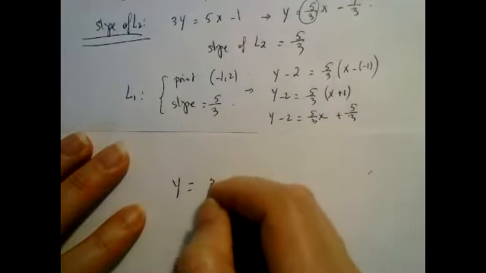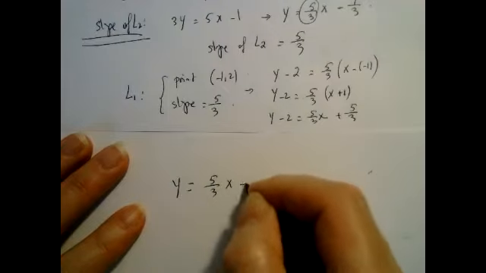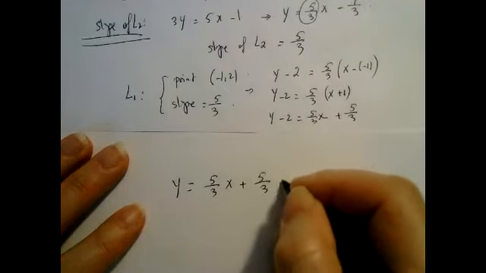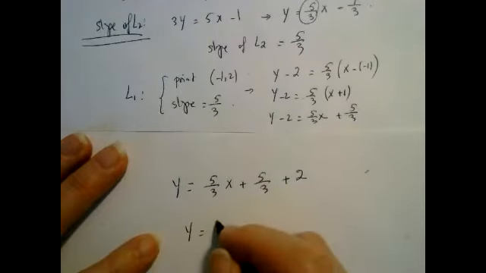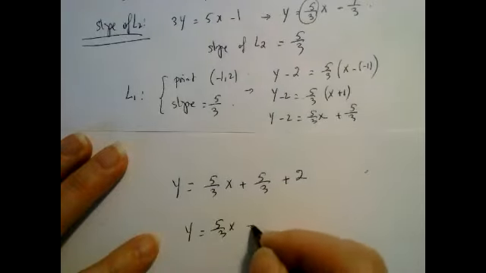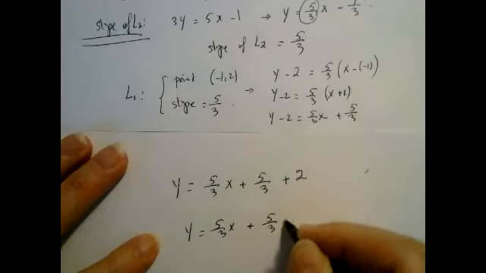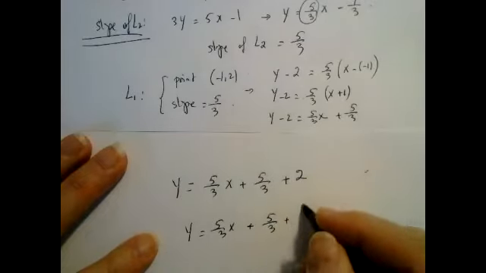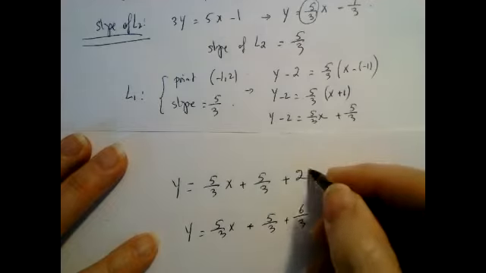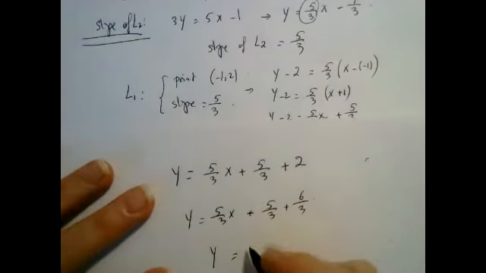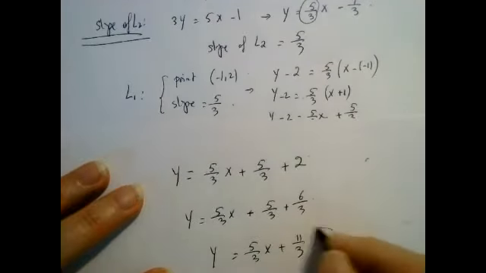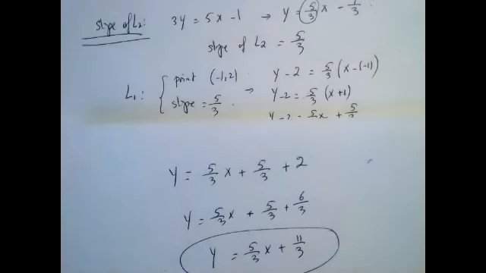So it's going to give me y equals 5 over 3 x plus 5 over 3 plus 2. Common denominator: plus 5 over 3, plus I have to multiply 2 by 3 over 3, which gives 6 over 3. Finally, y equals 5 over 3 x plus 11 over 3.